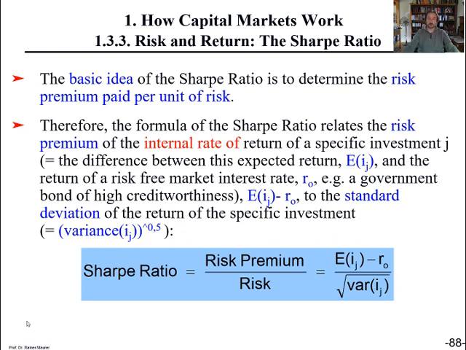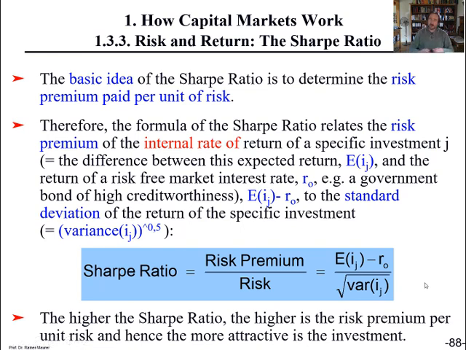This is how the resulting formula for the Sharpe ratio looks like. We take the risk premium of an investment project and divide it over the risk involved in such an investment project. The formula is then the expected internal rate of return minus a measure for the riskless market interest rate, typically a bond, the return of a government bond with high credit worthiness. And then we divide this risk premium over the standard deviation of the internal rate of return. Standard deviation is the square root of the variance of the internal rate of return. So this formula is the Sharpe ratio.